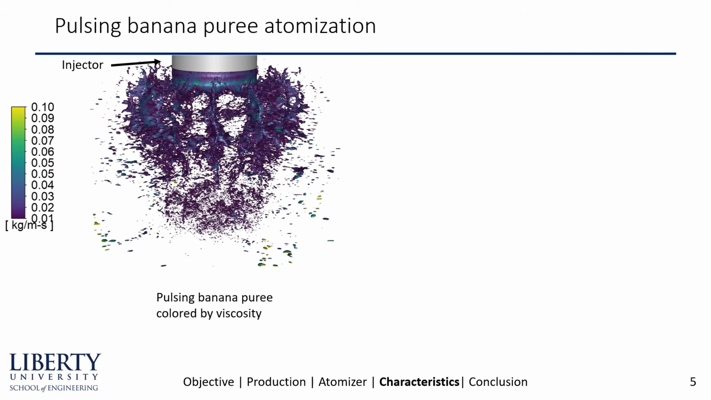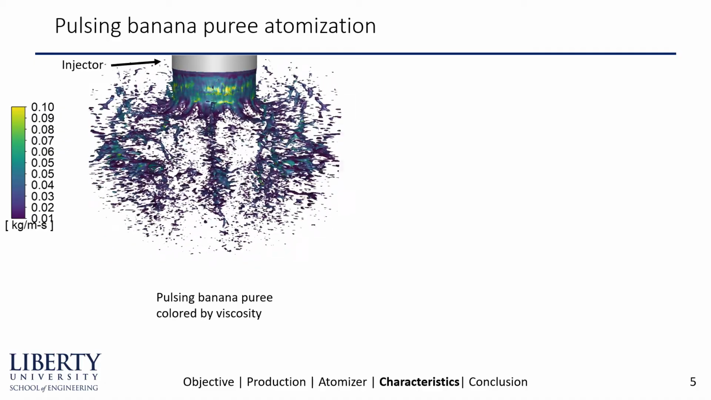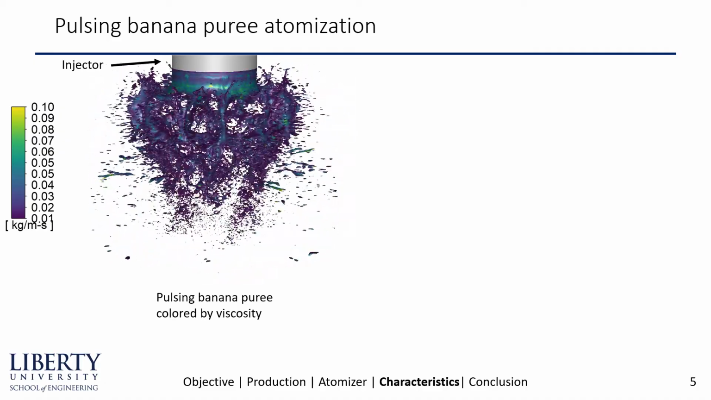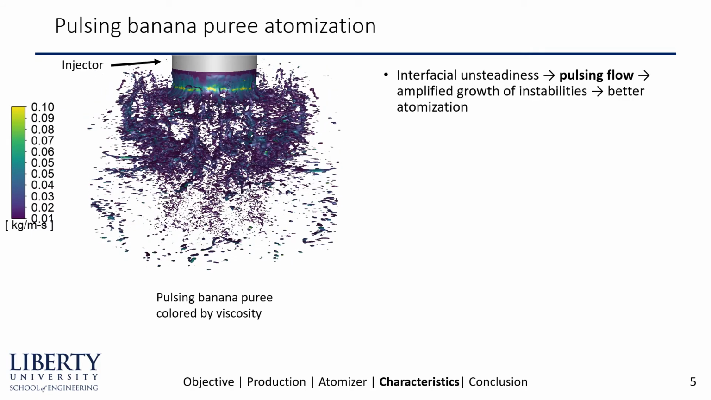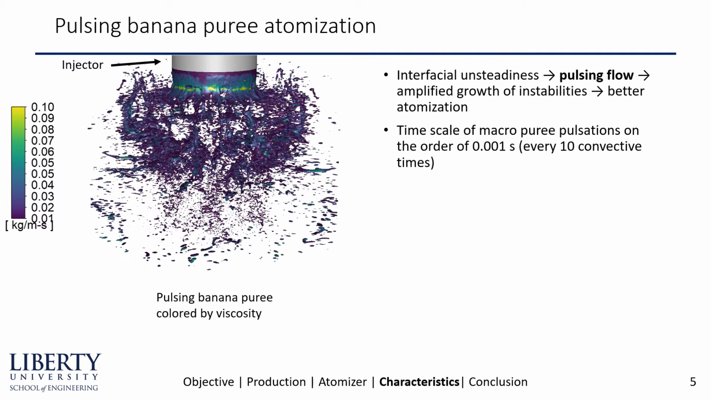What you'll see here is an animation of the banana puree atomization where the surface is colored by viscosity. And what you'll notice is the pulsing nature of this atomization. Interfacial unsteadiness leads to a pulsing flow which amplifies the growth of instabilities and ultimately leads to better atomization. The time scale of these macro puree pulsations is on the order of 0.001 seconds, or every 10 convective times.